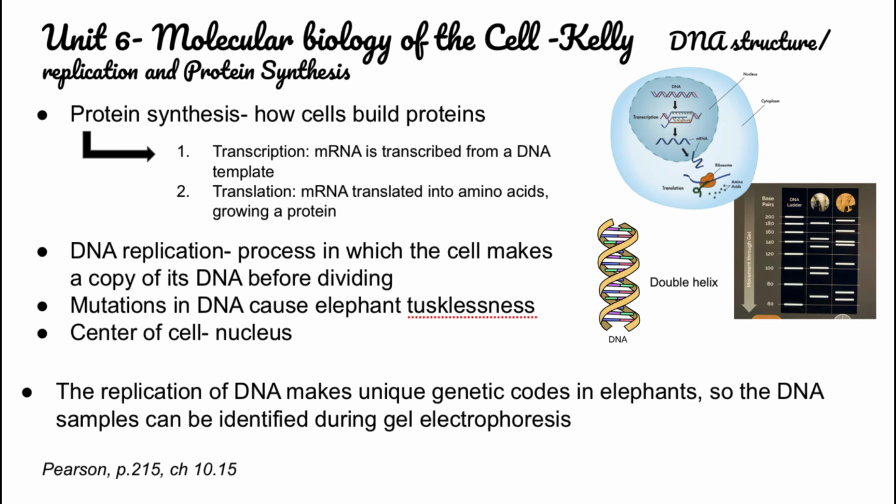Molecular biology of the cell. Protein synthesis is how cells build protein. The first step of it is transcription. mRNA is transcribed from a DNA template. The second step is translation. mRNA is translated into amino acids, growing a protein. DNA replication is the process in which the cell makes a copy of its DNA before dividing. Mutations in DNA cause elephant tusklessness.